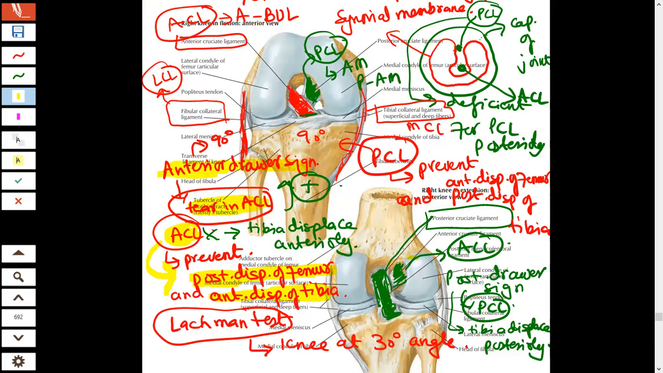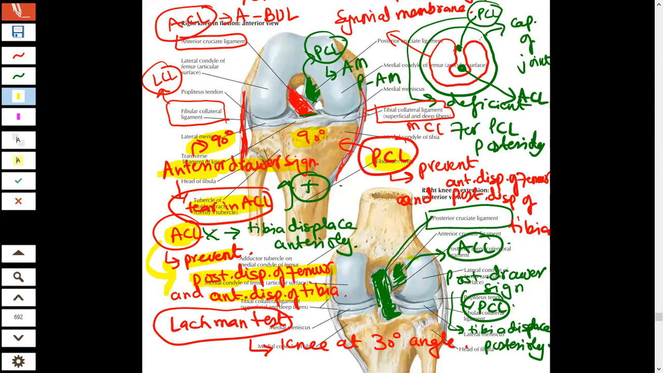And when you do the anterior drawer sign, you will place the knee at a 90-degree angle, and when you place the knee at 90 degrees, you are trying to push the tibia anteriorly. The tibia is going to displace anteriorly, because the function of the ACL is to prevent this. So if the patient has an ACL rupture or tear, then automatically the tibia will displace anteriorly. Then you will say, sir, the patient is having anterior drawer sign which is positive. Clear?